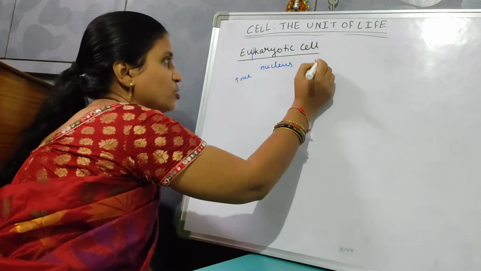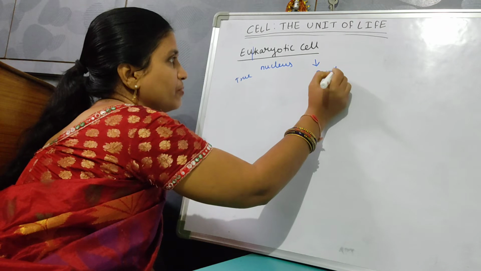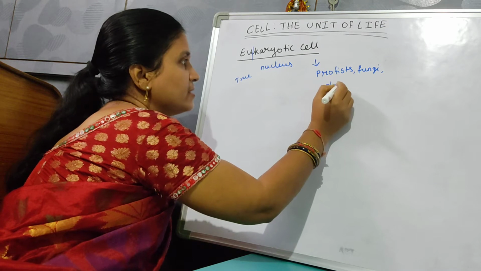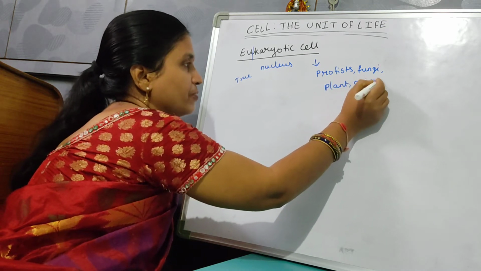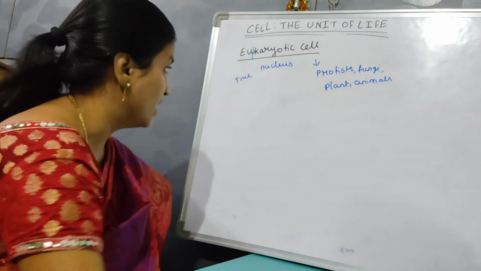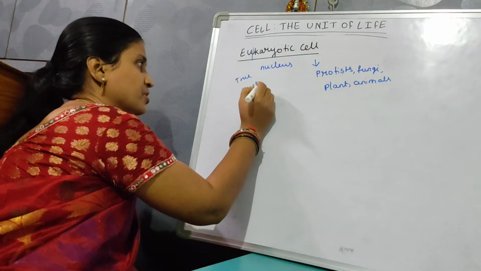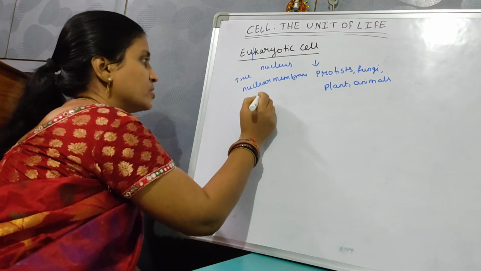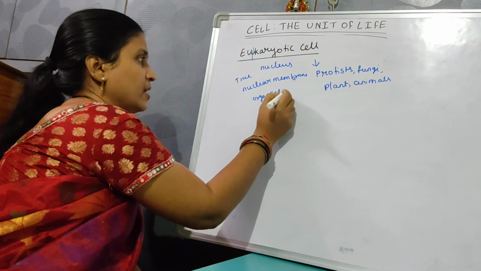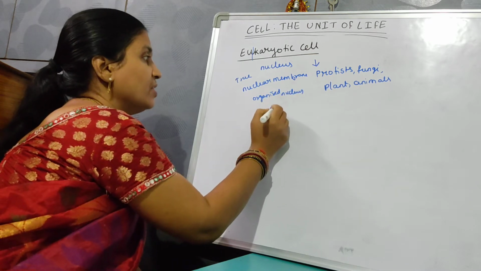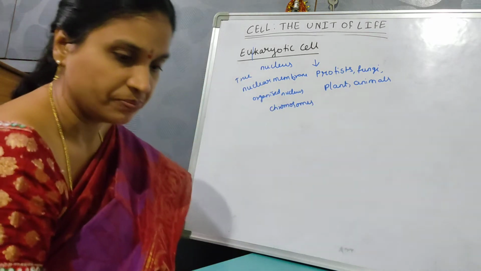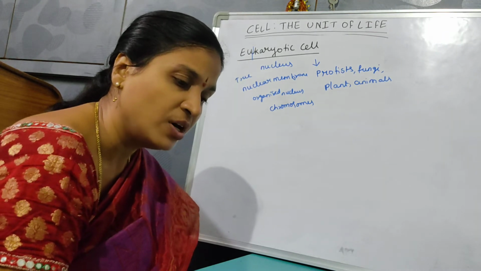These eukaryotic cells are present in protists, fungi, plant cells and animal cells. Then it is having an organized nucleus. Nuclear membrane is present and the nucleus is called an organized nucleus. The genetic material can be differentiated into chromosomes. Genetic material is organized into chromosomes.